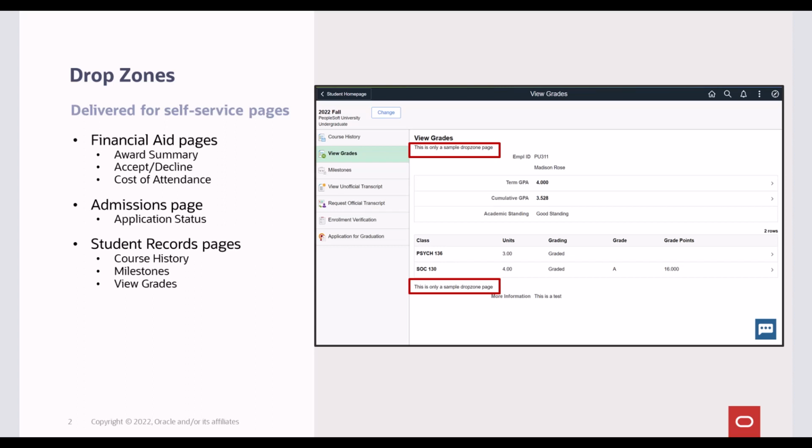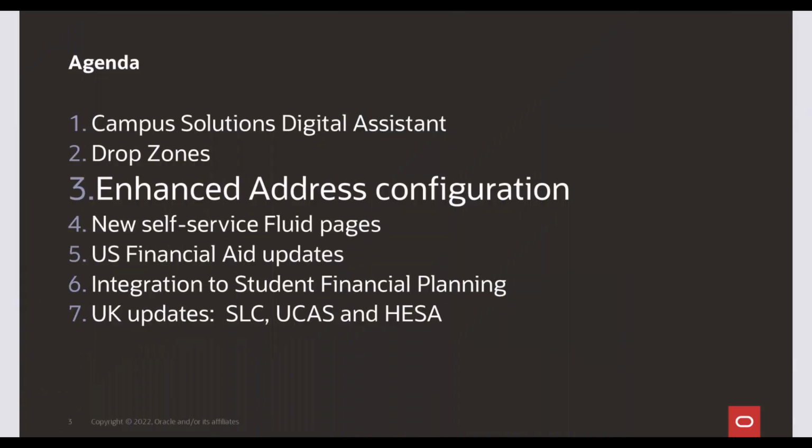For financial aid, drop zones have been enabled in the self-service pages for award summary, accept decline, and cost of attendance. In admissions, we've added them to the application status page, and in student records to course history, milestones, and view grades. We built on the delivery in PI26 for the global address configuration in PI27.